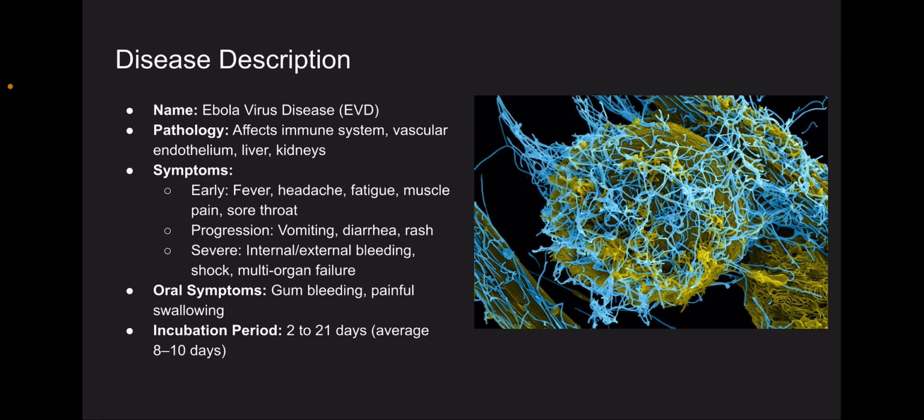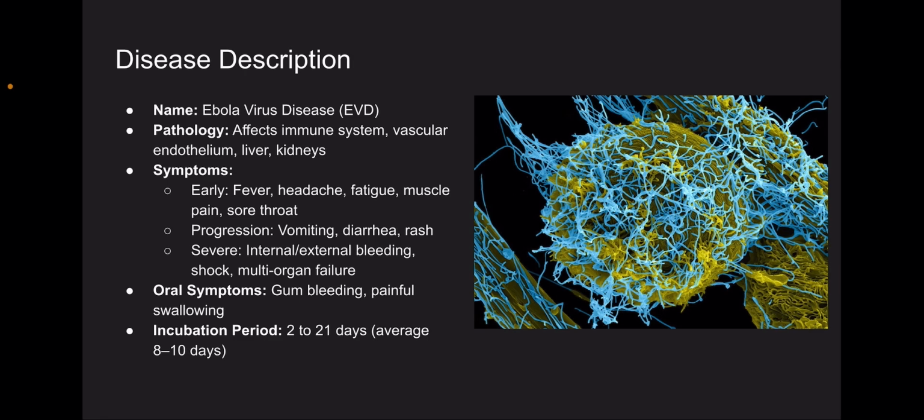Initially, symptoms can be mistaken for other common illnesses, such as the flu or malaria. Patients often report fever, chills, headache, sore throat, and fatigue. These nonspecific symptoms can delay diagnosis, especially in regions where multiple diseases are common. As the disease progresses, more severe symptoms develop, including vomiting, diarrhea, abdominal pain, and skin rashes.